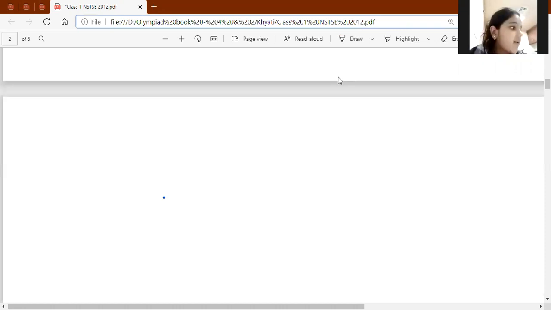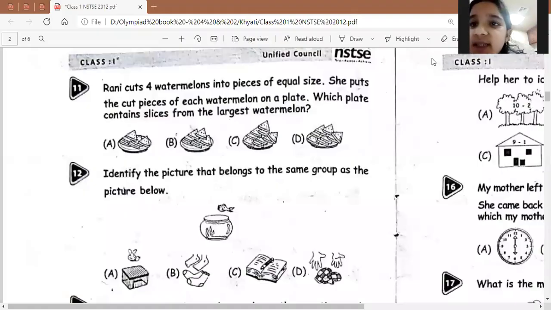What is the next paper, ma'am? Four watermelons are cut into pieces of equal size. He puts the cut pieces of each watermelon on a plate. Which plate contains slices from the largest watermelon? C. Yeah, beta.